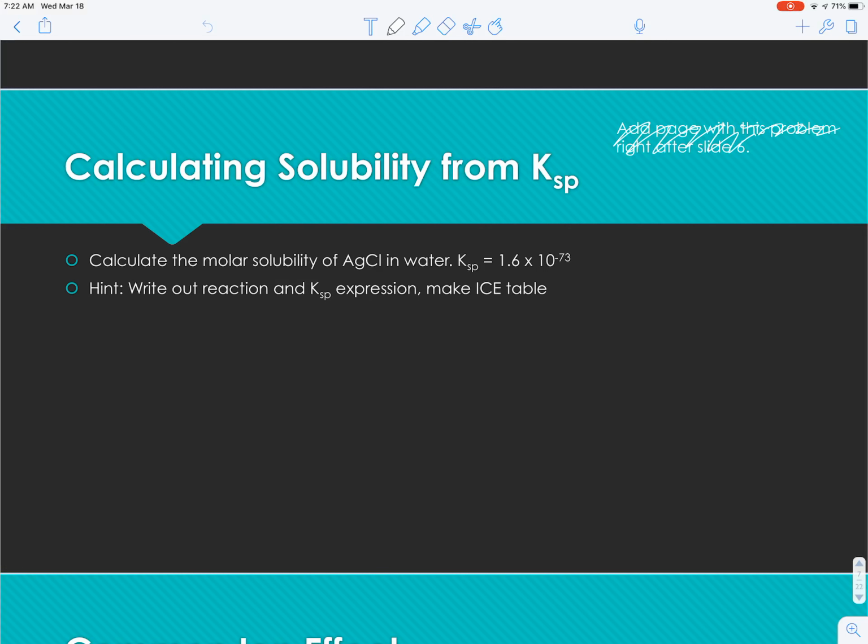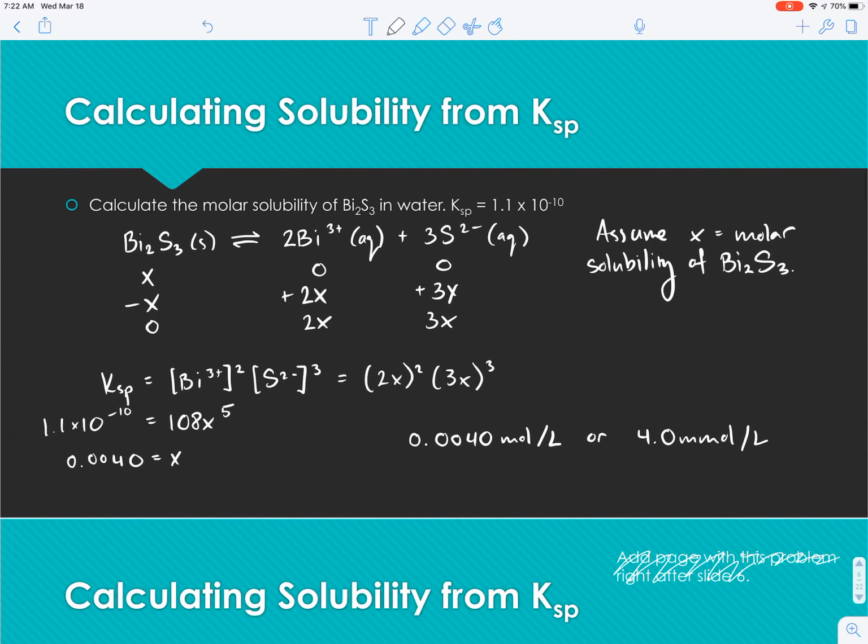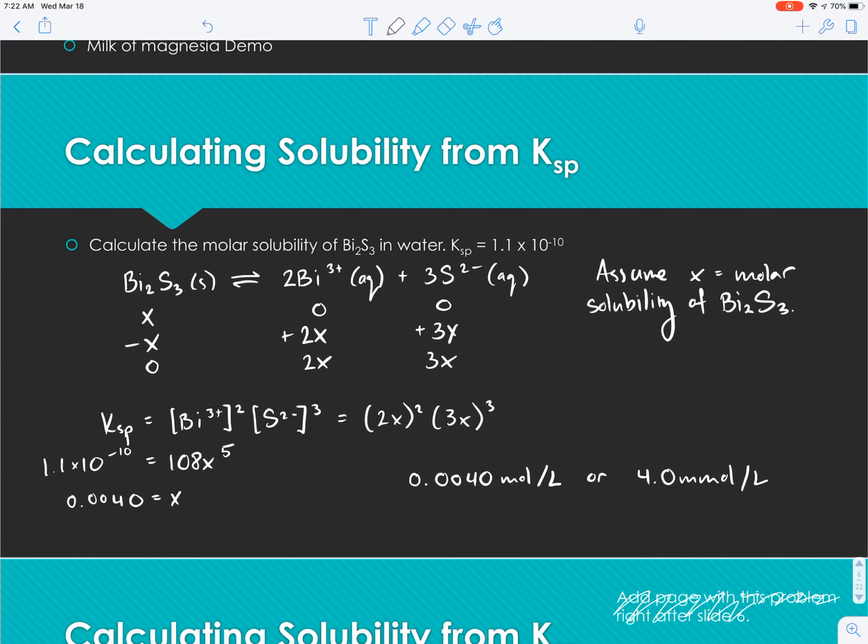Okay, when you know the KSP and you're asked for the molar solubility, that's like being asked for the number of moles per liter of AgCl that can fit into the solution. When we did this with bismuth sulfide, because of the subscripts in Bi2S3, we had these numbers here that made the ratio between the molar solubility of bismuth sulfide and the ion concentration of the 2 ions different, and so it was a little more complicated.